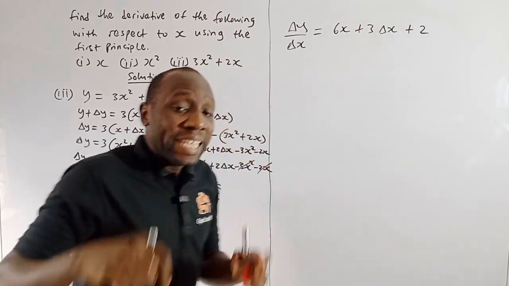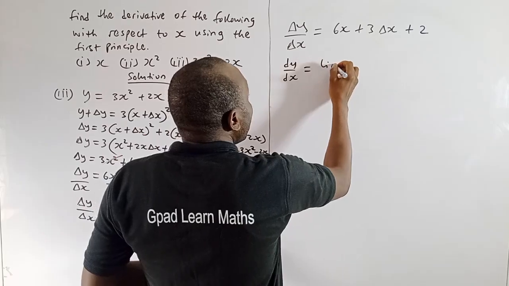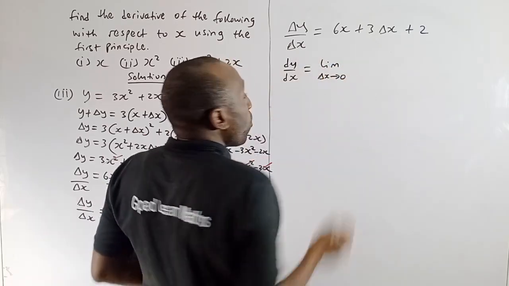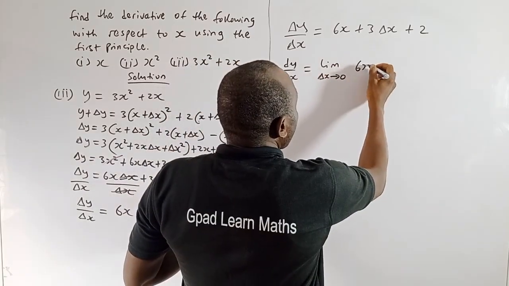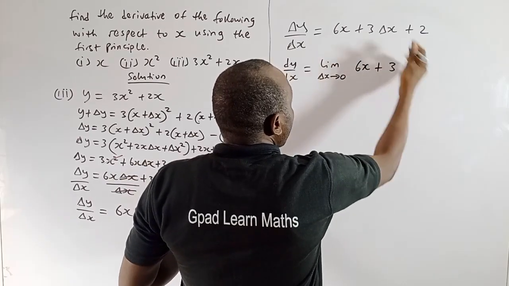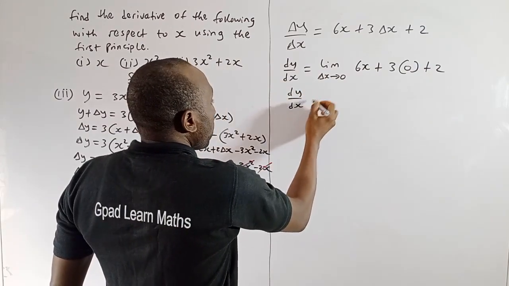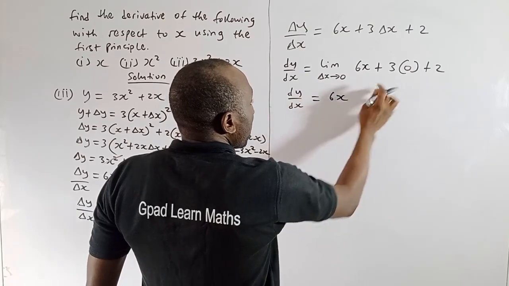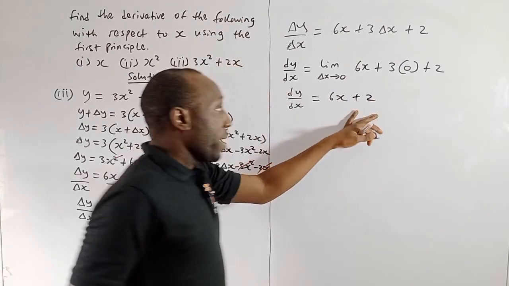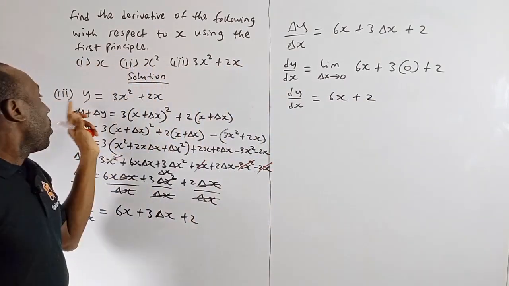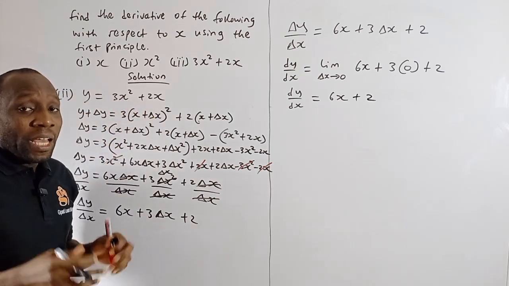What's the next thing? That we bring in the limit. So I'm going to say dy dx is equal to the limit as change in x tends to 0. So we're going to replace change in x with what? 0. So I have 6x plus 3 dx will change to what? 0, then plus 2. And then dy dx is now equal to, this is 6x, 3 times 0 is 0, then plus 2. So this is the result that we get when we differentiate y is equal to 3x squared plus 2x with respect to x.